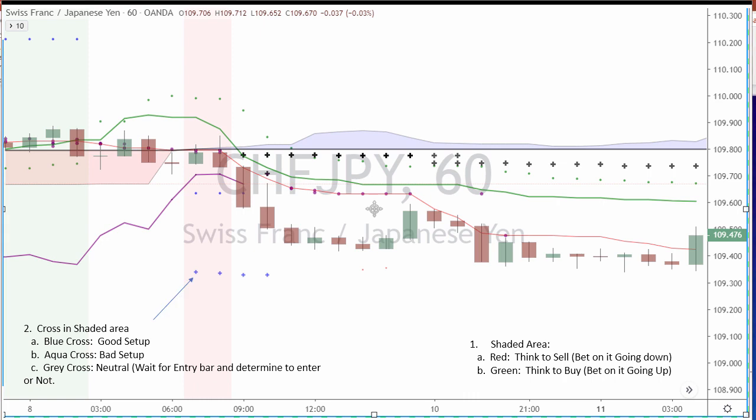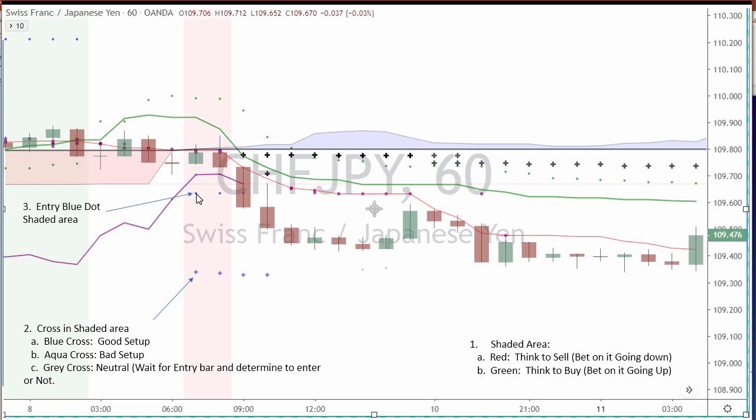Now that you know if the setup's good and you're placing an order, then you need to know exactly where you're going to place the order. Where you know that is you look for these blue dots, not crosses, in the shaded area. Wherever these blue dots are, that's basically where your order is going to be. For a red shaded area, that's going to be your sell stop order. If it's a green shaded area, such as the one back here, that's going to be your buy stop order.